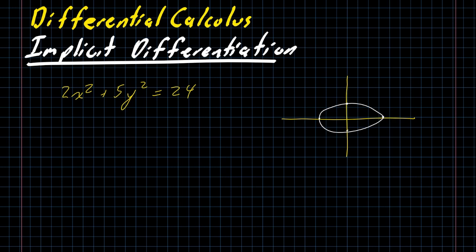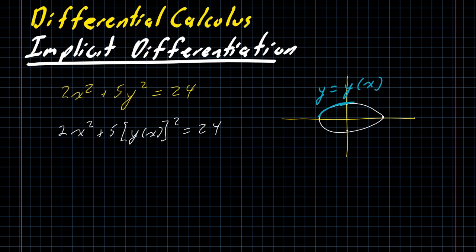The important thing is that I can choose a portion of the ellipse where y is implicitly some function of x. And using that is going to be the tool that allows me to differentiate. On this first example, I'm going to write that out clearly. 2x squared plus 5 times y as a function of x squared is equal to 24.